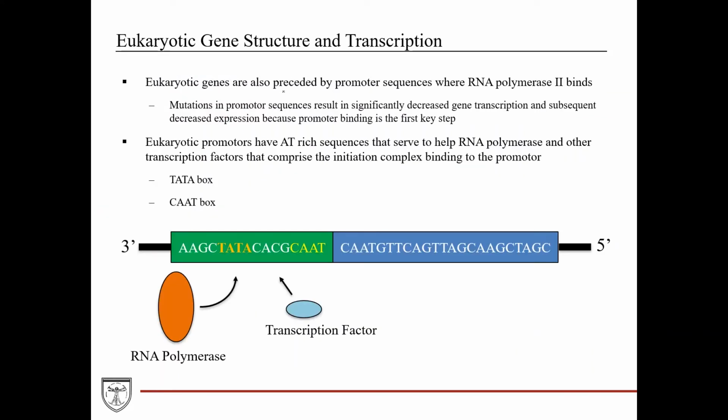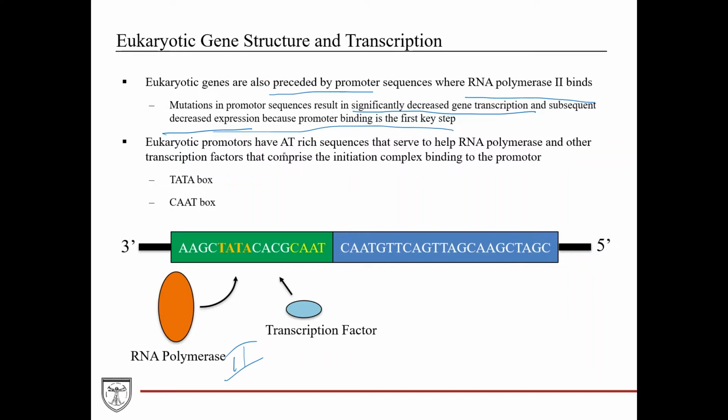Eukaryotic genes are also preceded by a promoter, and this is where RNA polymerase 2 binds. So if we put a nice little 2 in there. Now what's important to know is that mutations in the promoter sequence can result in significantly decreased gene transcription, and that makes sense because you can't even begin the process of transcription if you don't get RNA polymerase bound to the DNA sequence. So as a result, you have decreased expression of the gene. And again, it's just because promoter binding is such a key step.